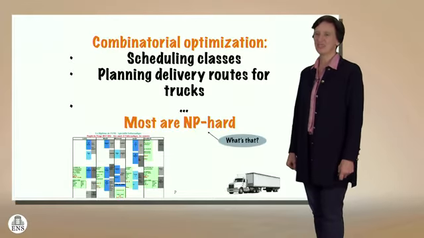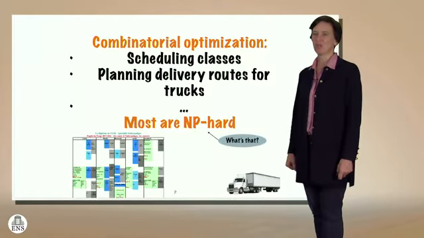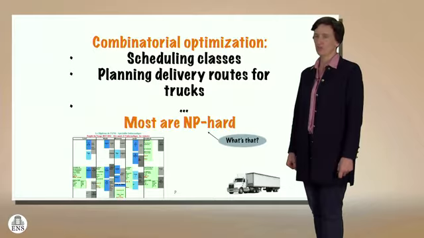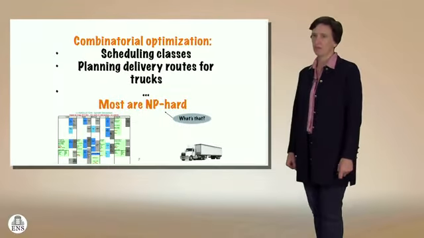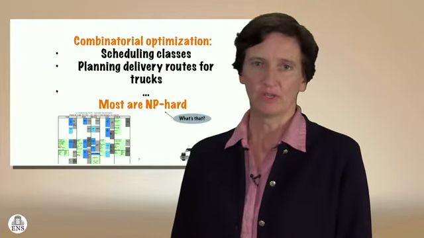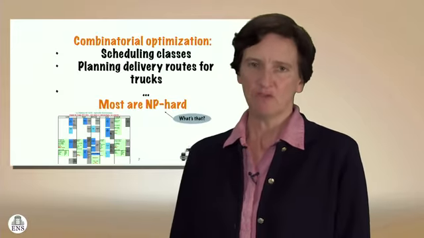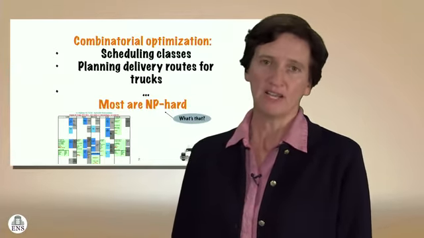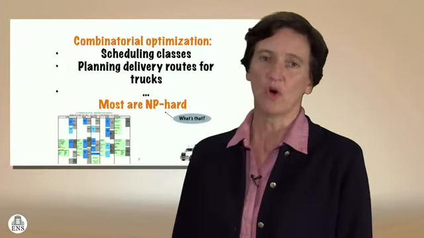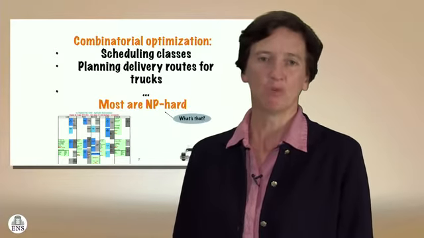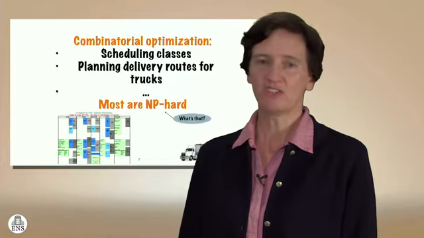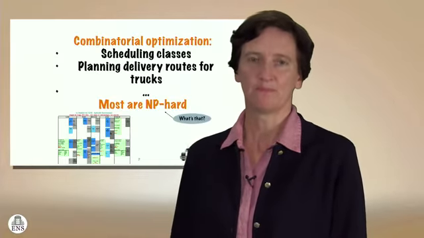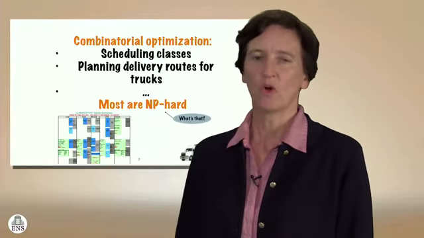There are many other instances of combinatorial optimization problems. Unfortunately, most of them are NP-hard. Meaning, if P is different from NP, there is no hope for finding an efficient solution in all cases. Polynomial time solution for all instances in the worst case. So, what to do?